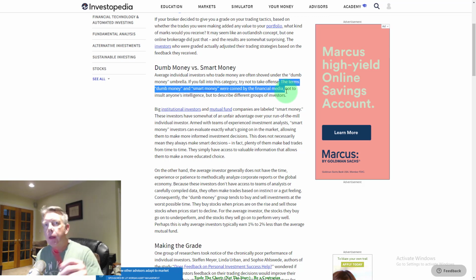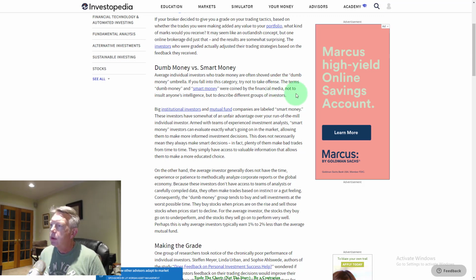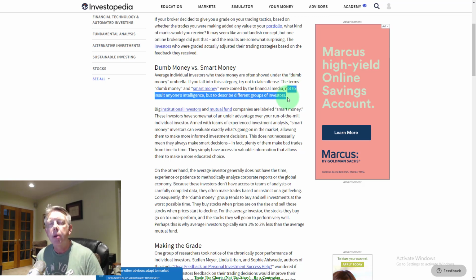The terms dumb money and smart money were coined by the financial media. Really. The people who are paid to give you the news, the financial news media, which is force-fed to them to tell you, have coined you the dumb money, but they want you to buy from their advertisers. What's wrong with this picture? What is wrong with this picture? It's not to insult anyone's intelligence, but to describe different groups of investors. Please. It is meant to take you and put you into a bucket, and in that bucket, you will sit until you learn how to get out of that bucket.